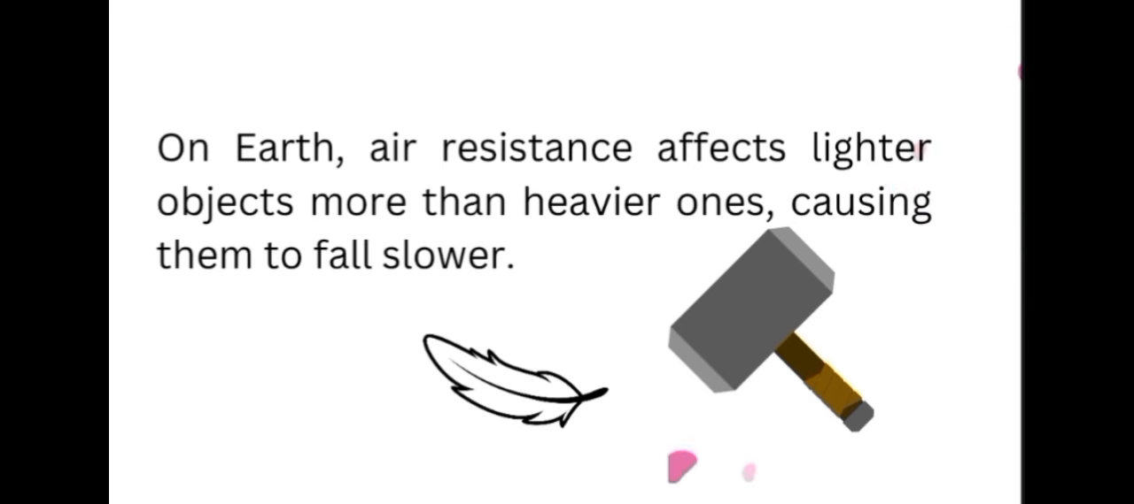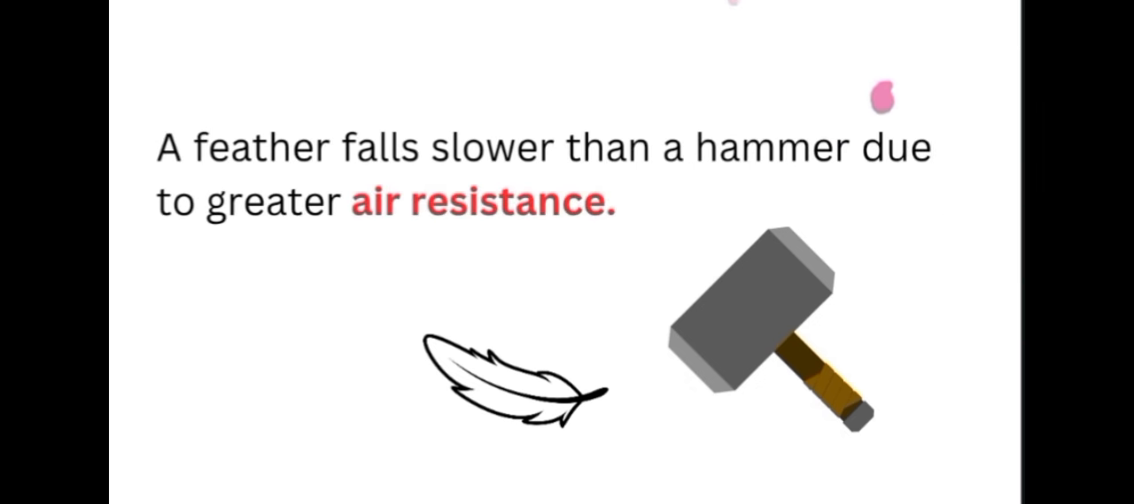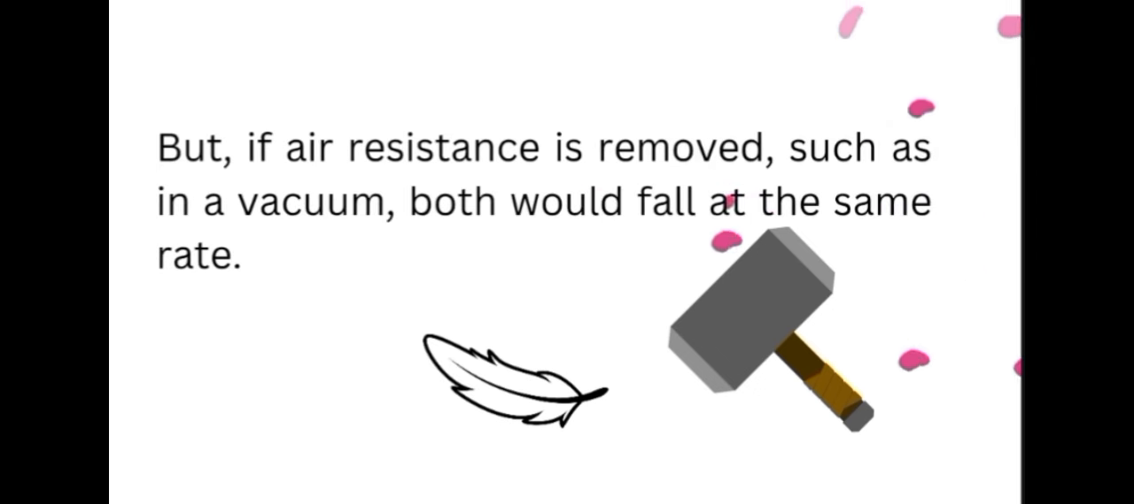On Earth, air resistance affects lighter objects more than heavier ones, causing them to fall slower. A feather falls slower than a hammer due to the greater air resistance encountered by the feather, or the lighter body. But if air resistance is removed, such as in a vacuum, both bodies would fall at the same rate. Thus, they reach the ground at the same time.